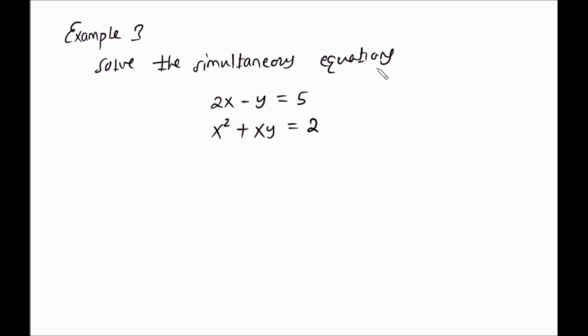So example 3 anasema solve the simultaneous equation hapa 2x minus y is equal to 5, x squared plus xy is equal to 2. So let me do it in a fresh page. So tuna 2x minus y is equal to 5. Alafu tuna x squared plus xy is equal to 2.